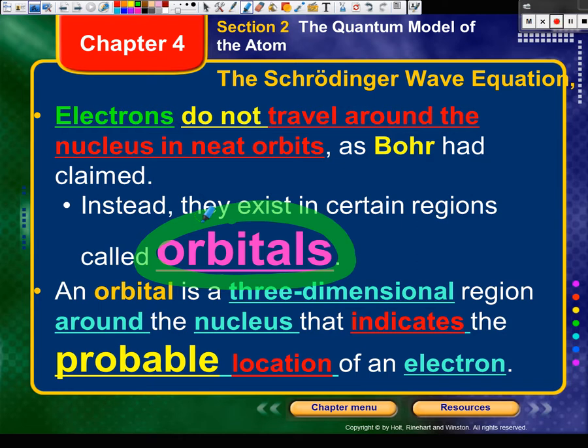Now, we already know that. What subatomic particle have we been talking about this entire chapter? Subatomic particle. Thank you. Electrons. It's in an area around the nucleus. We already know that. But this is the key word that indicates a probable location. What does probable mean? You might potentially be in that specific case.